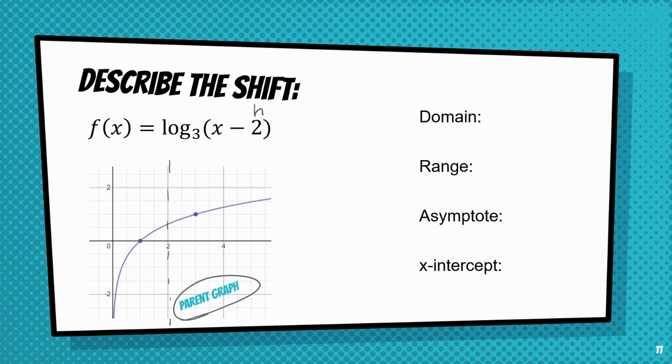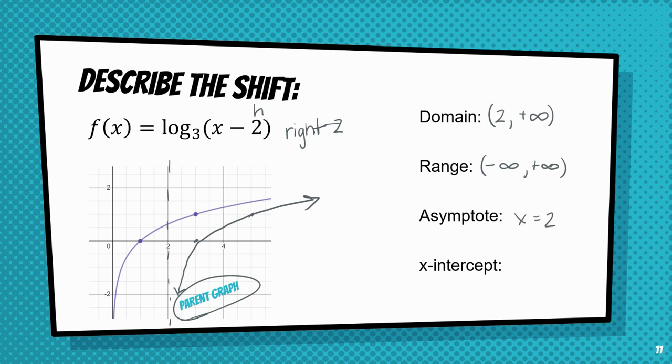So our new asymptote would be here, and then our graph would be something like this. I'm going to draw it very poorly. Sorry. There we go. Okay. So this is shifted to the right 2, which means that the domain is now from 2 to infinity. The range is still all reals, or negative infinity to positive infinity. That doesn't change. The asymptote this time is at x equals 2 instead of x equals 0, and the x-intercept is at 3, 0, okay?